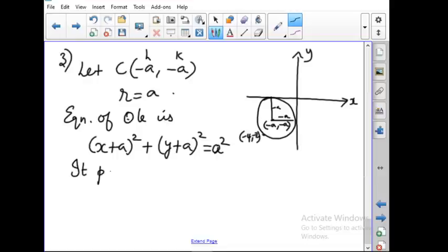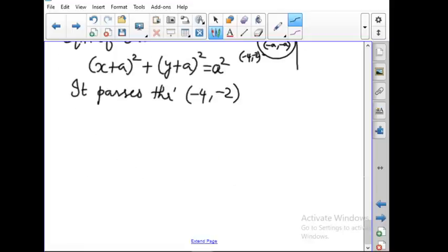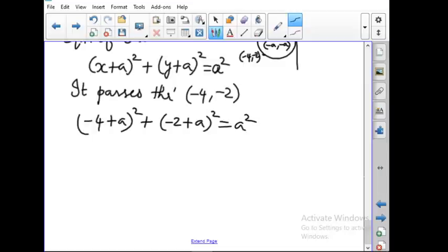It passes through the point (-4, -2). So let us substitute this point: (-4 plus a) the whole square plus (-2 plus a) the whole square is equal to a square. Now when you are expanding this using the formula of (a minus b) the whole square, you will get 16 plus a square minus 8a plus 4 plus a square minus 4a is equal to a square.